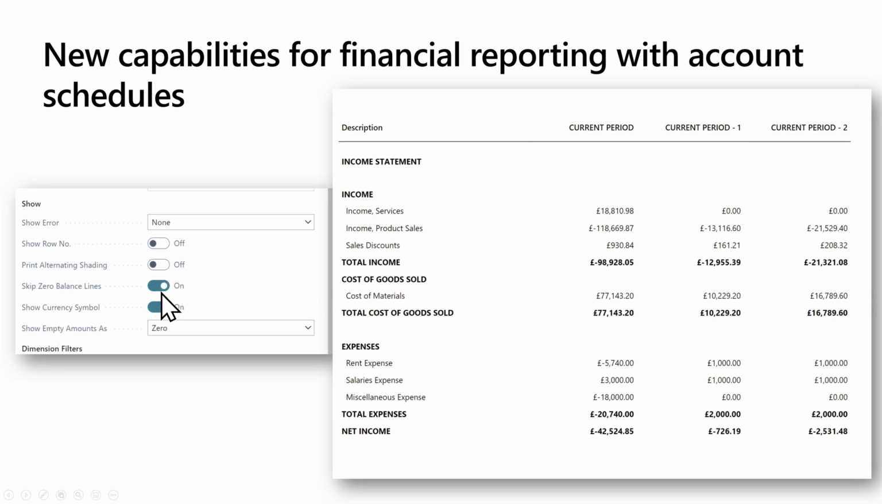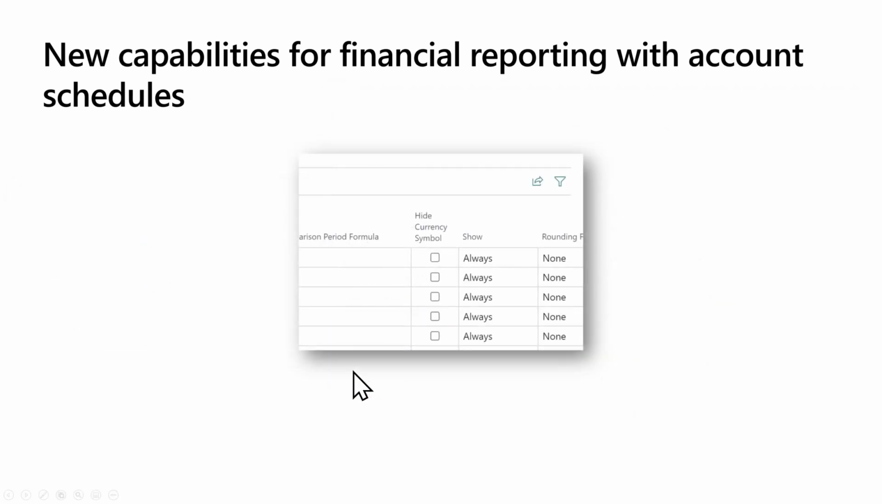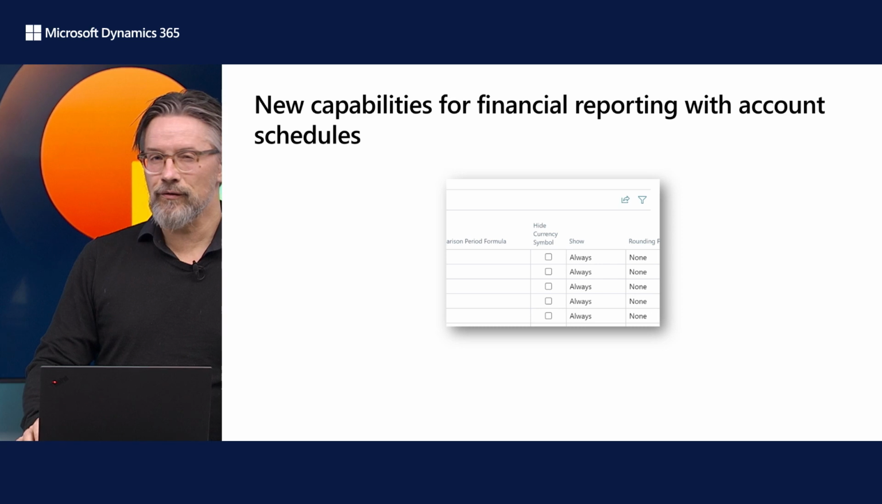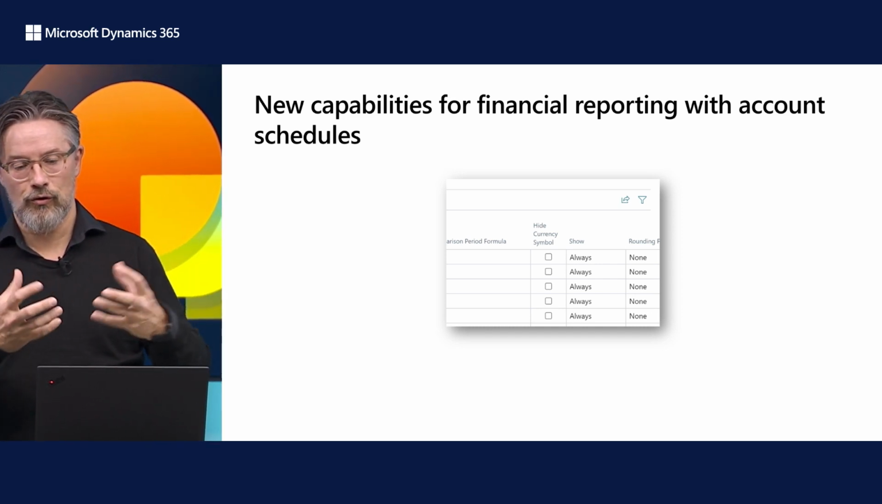how you want to, like we are skipping 0 lines here. But the currency symbol, whether you want it or not, and the behavior of empty amounts or zeros. And that is for rows that we control this.